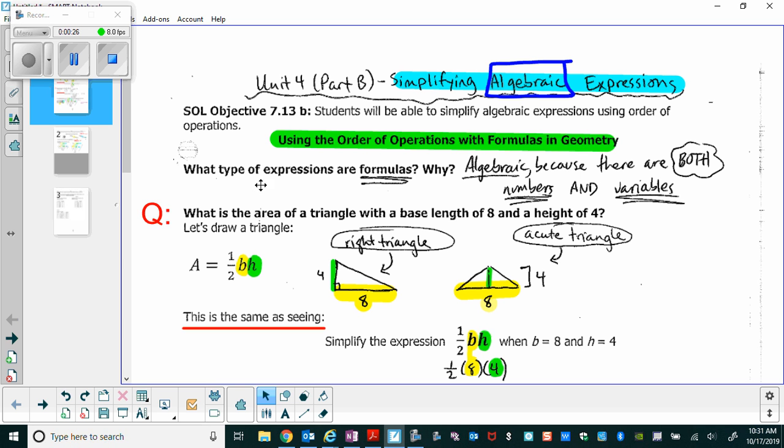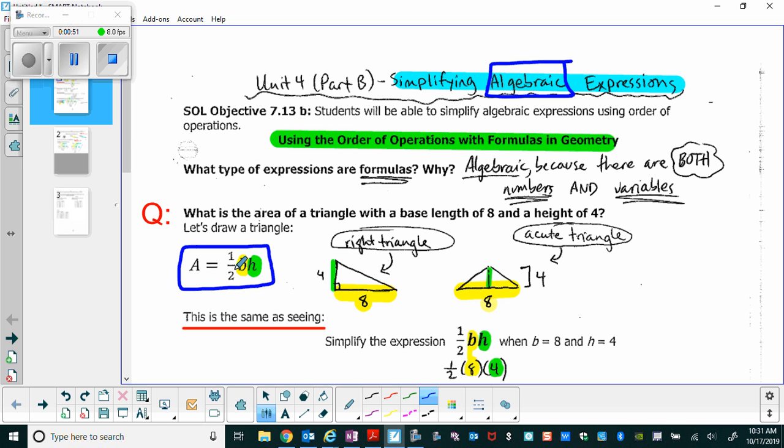Now, what type of expressions are formulas? Well, they're algebraic expressions because we have both numbers and variables. So some formulas that you might have seen before. We're going to start out here with the area of a triangle formula, and it's 1/2 base times height. And I want to point out that because we have a number 1/2 and the base times height, that the 1/2 BH, this is an algebraic expression.